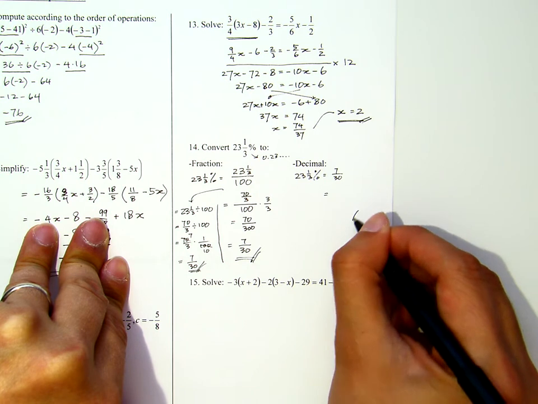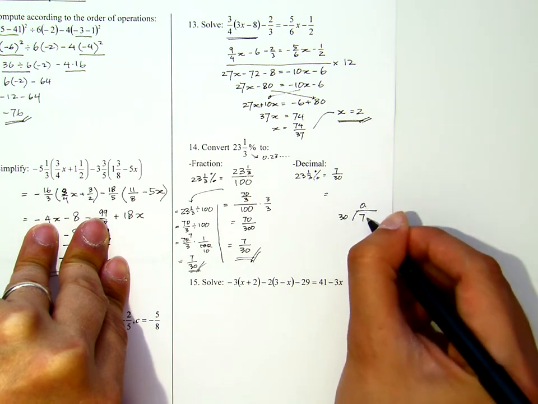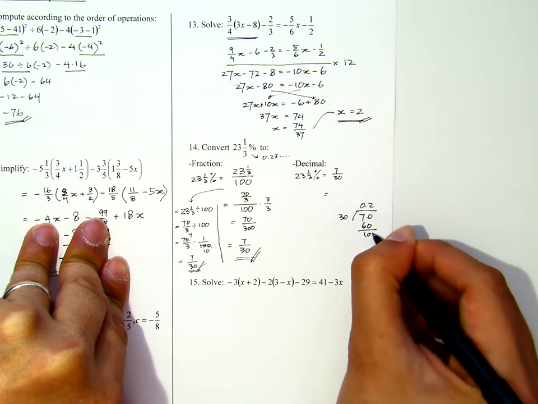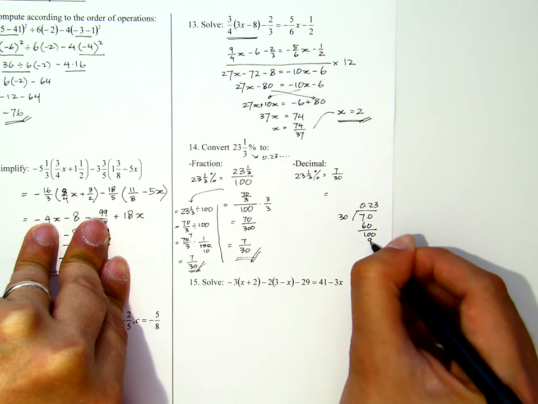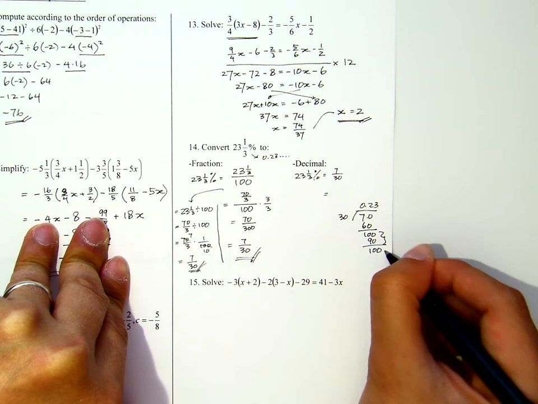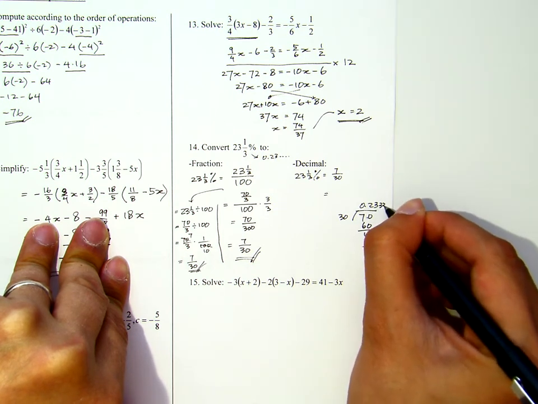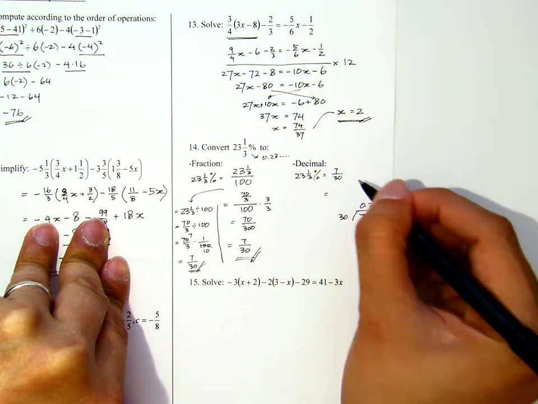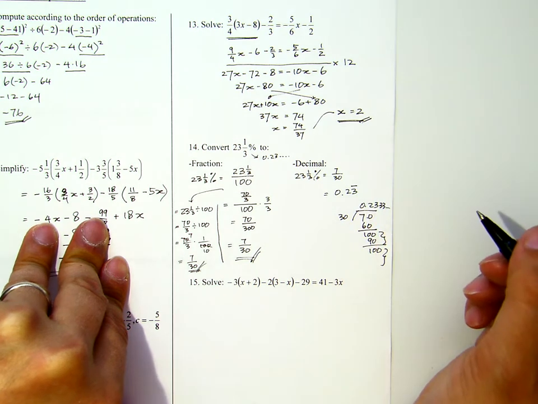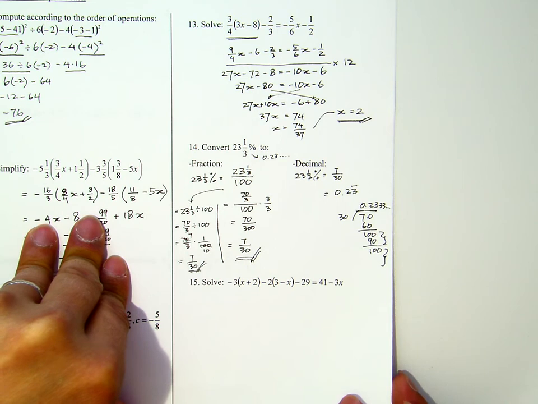Now let's see. When we divide 7 by 30, we get 0.2, 0.23, 0.233. Now you see we have some repeat here, so we will have 3 repeated, which I can write as 0.23 with a bar over the 3. Okay, that's number 14.